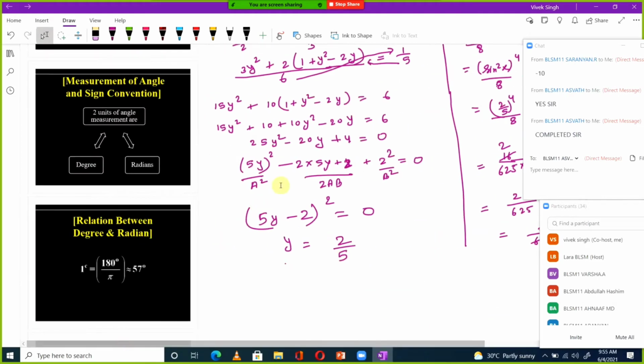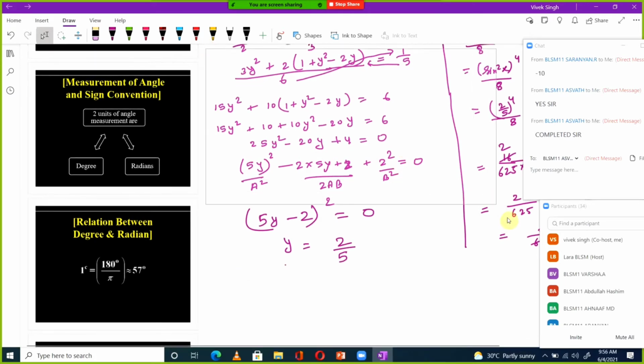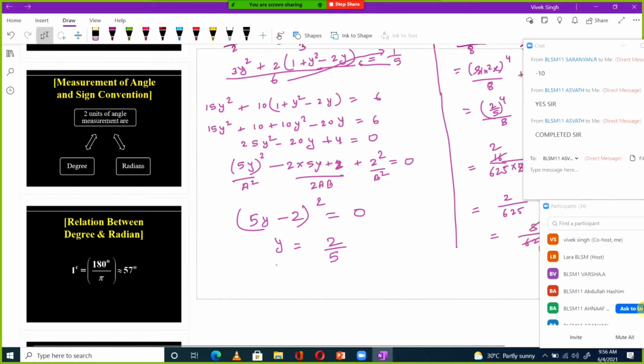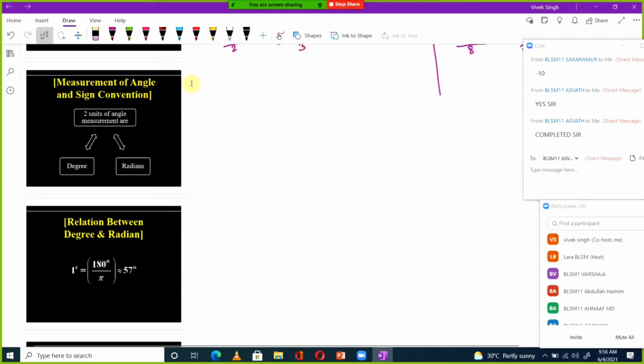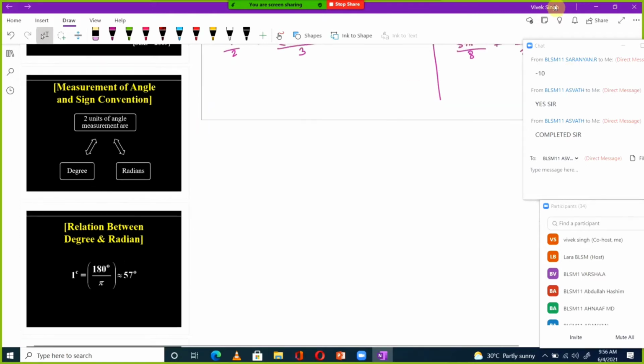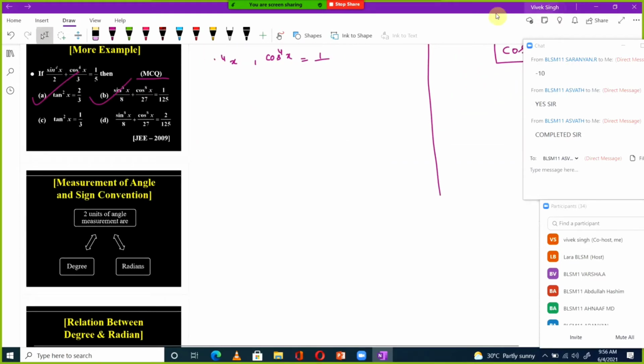So next thing we are going to see measurement of angle and sign convention. Sign convention already I told you yesterday itself. When you can take angle as positive, when you can take negative. When it will be positive, can you tell me?